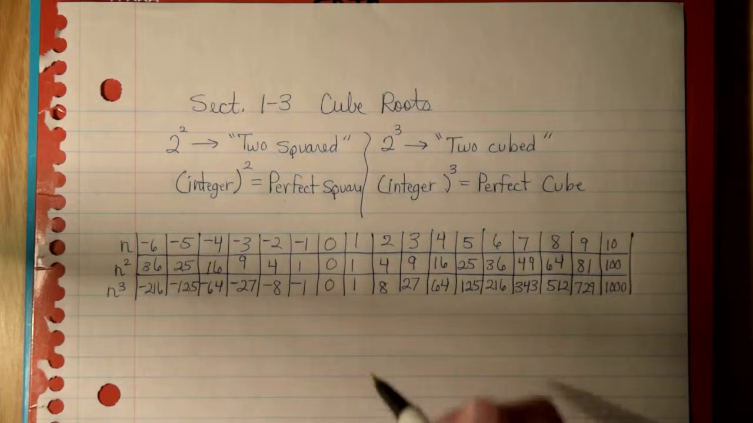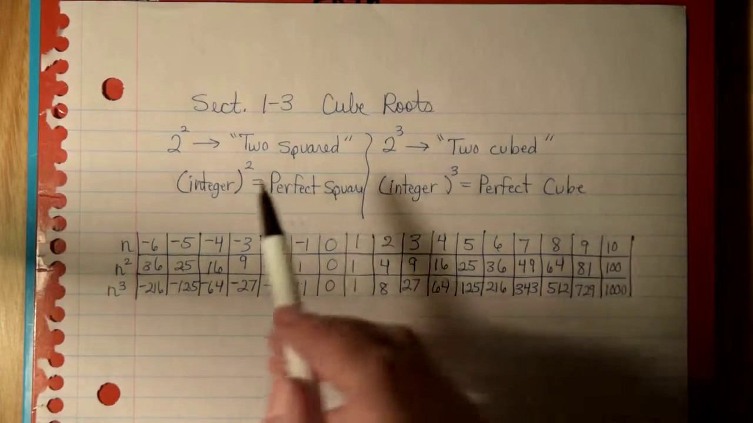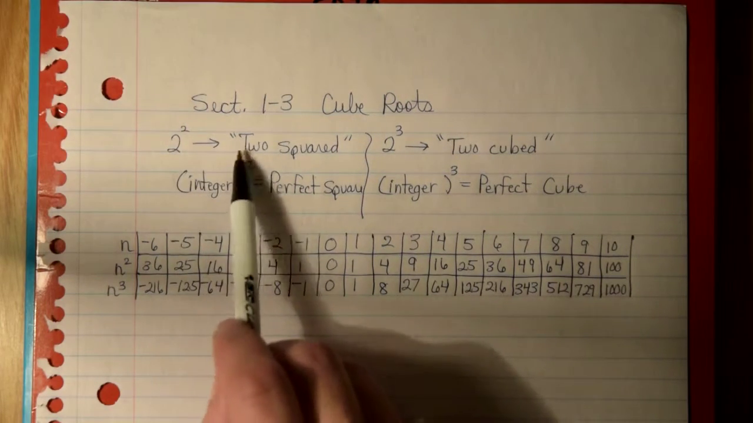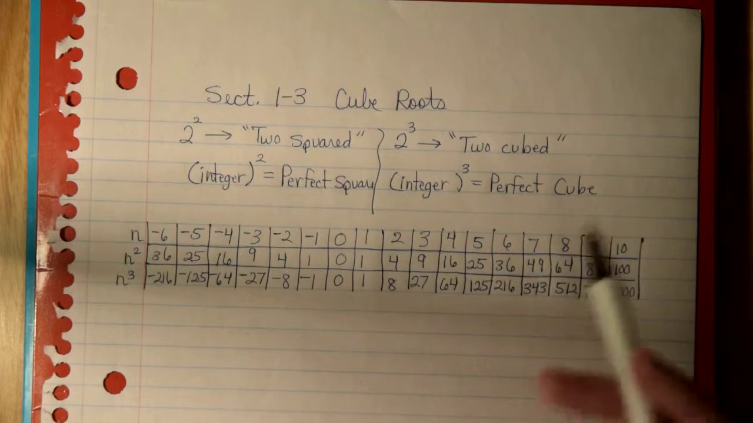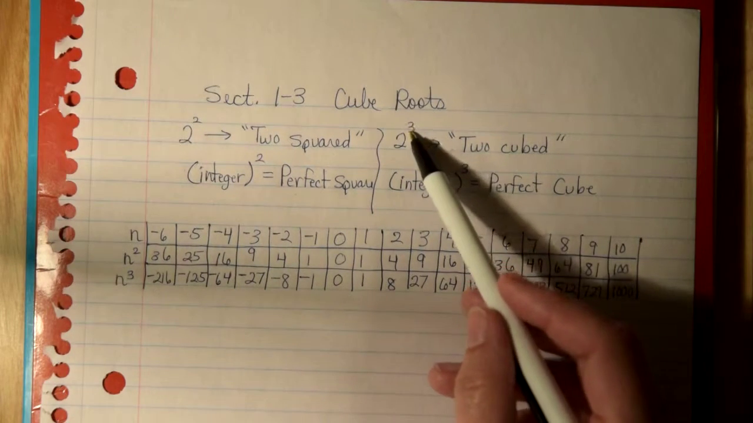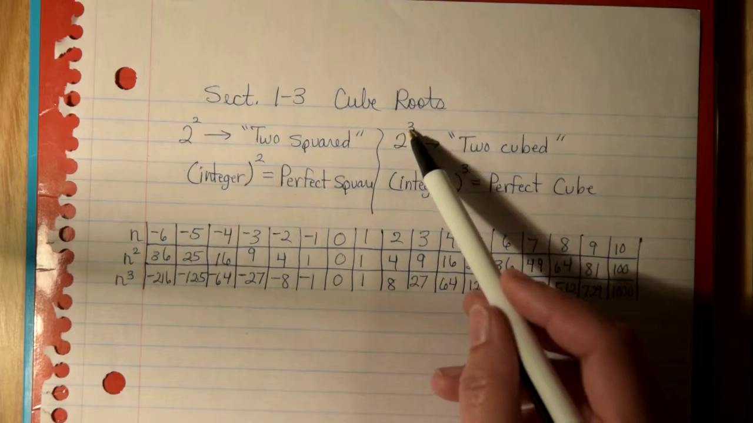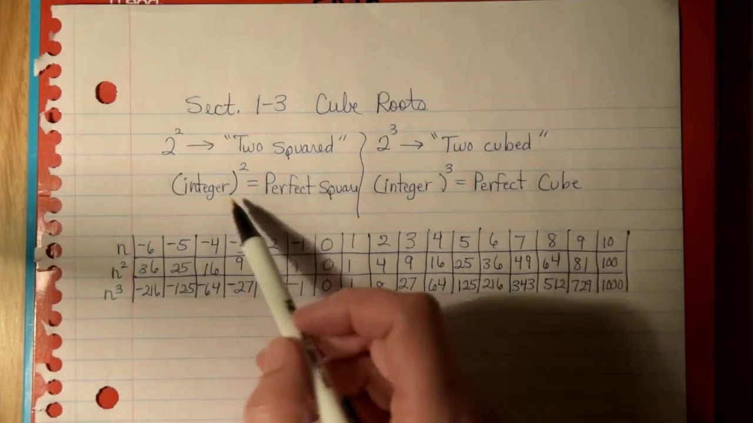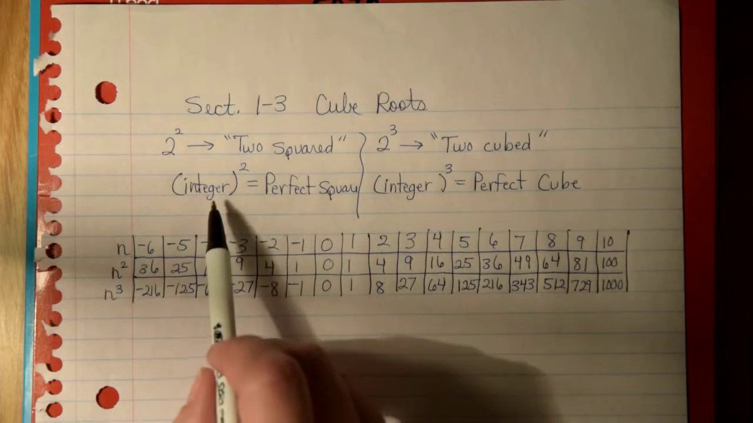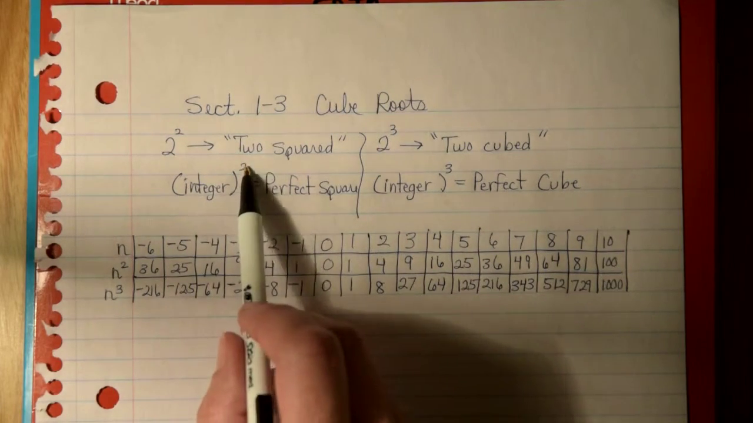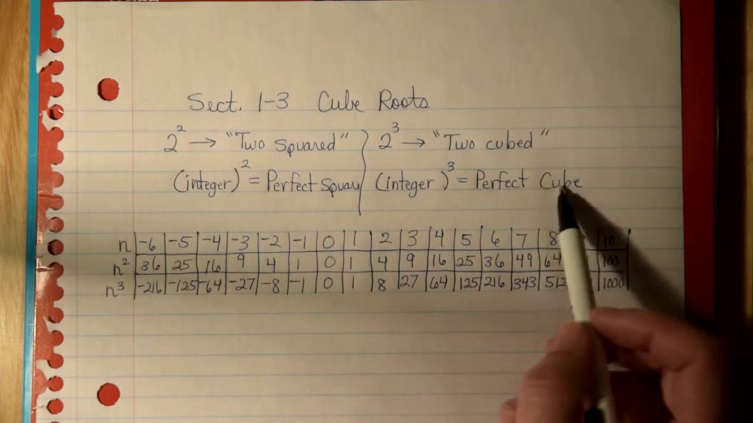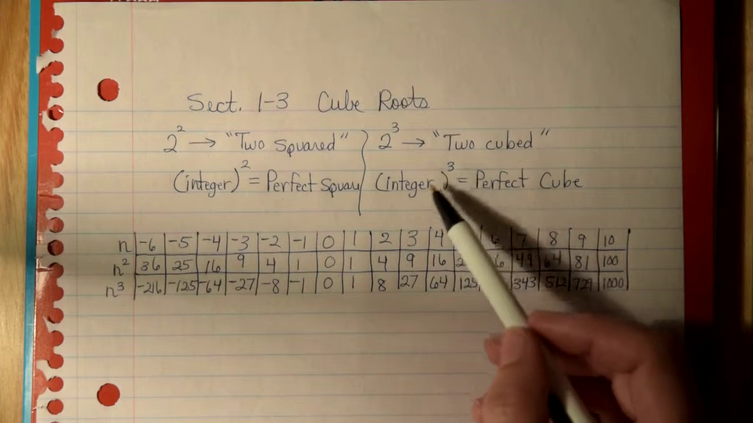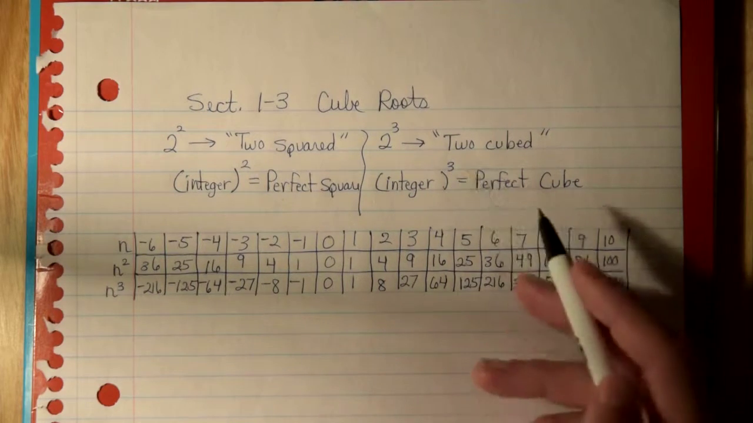Section 1.3 is called cube roots. If you write 2 to the power of 2, that's called 2 squared. Whereas if you put a 3 up here, which is 2 to the 3rd power, you would say that's 2 cubed. And just like a perfect square is some integer squared, a perfect cube is some integer raised to the 3rd power, or some integer cubed.